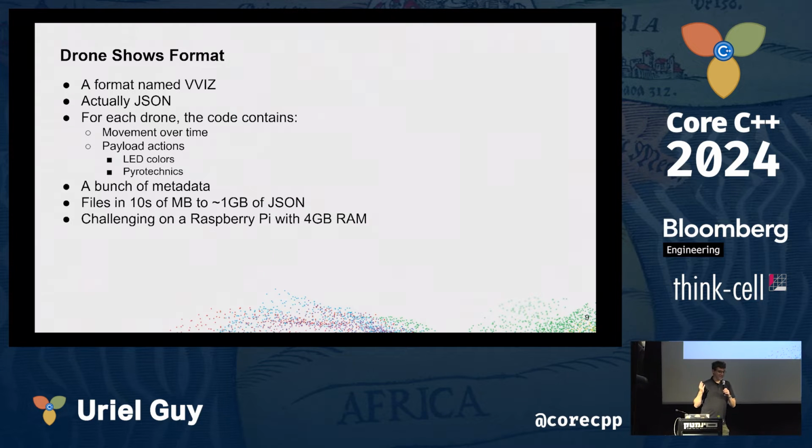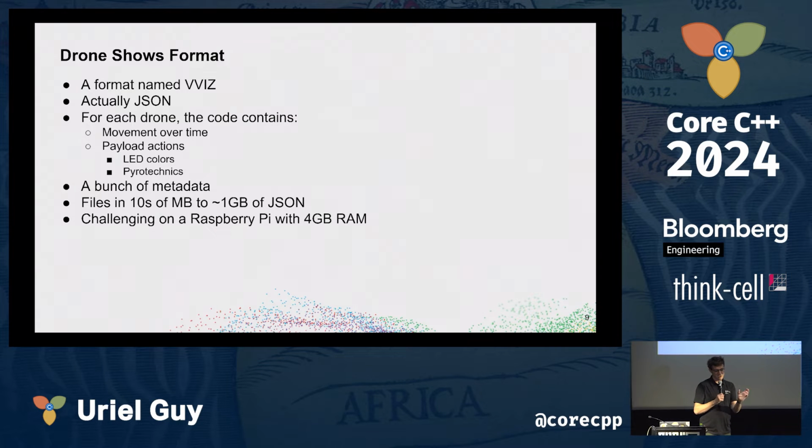And each one of those files can be up to about 1 gigabyte for the larger shows. And when you have a Zeppelin that runs off a Raspberry Pi that only has 4 gigs of RAM, that is suddenly an issue because there's not enough of it. So that took me on the journey of how can I start.